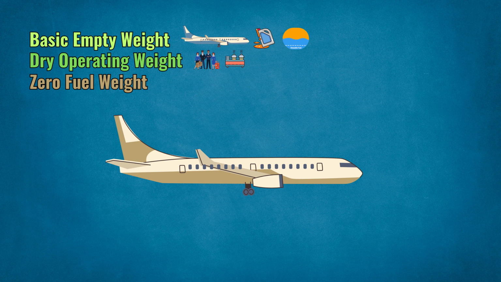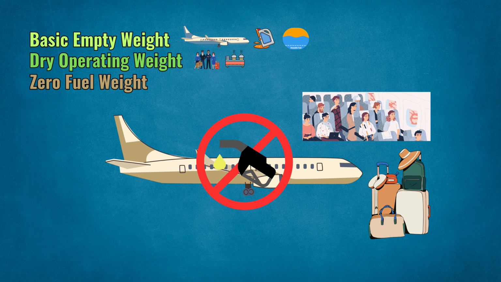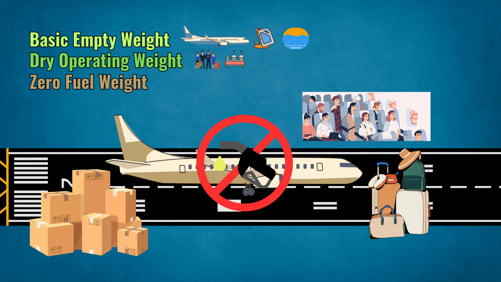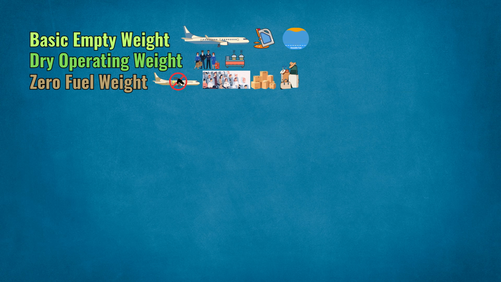Zero fuel weight. Zero fuel weight refers to the weight of the airplane without any added fuel. It includes the weight of the airplane, the crew, passengers, baggage, and cargo, but no fuel. Imagine your aircraft ready to go, but sitting on the runway with empty fuel tanks. That's your zero fuel weight.